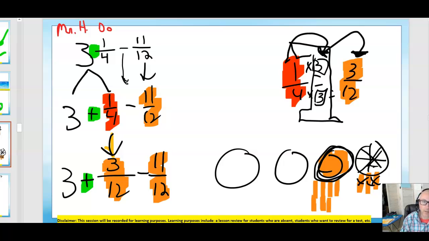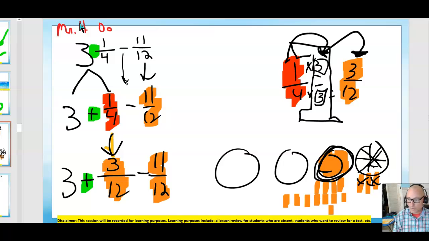Let's draw that better. Make them smaller to make them fit. 1, 2, 3, 4, 5, 6, 7, 8, 9, 10, 11, 12. So we took away 3, but we need to take away a total of 11. Why did I take away 3? Because that's all that's there. So I have to count up to 11, taking away 11. I gave away 1, 2, 3 pieces. Now I'm giving away 4 pieces, 5, 6, 7, 8, 9, 10, 11 pieces.